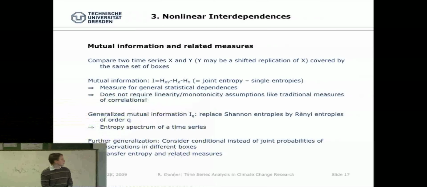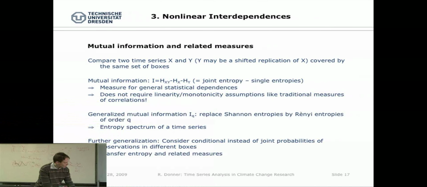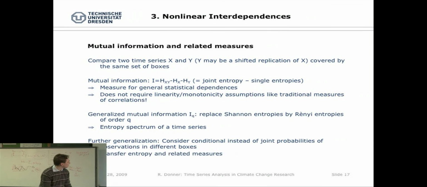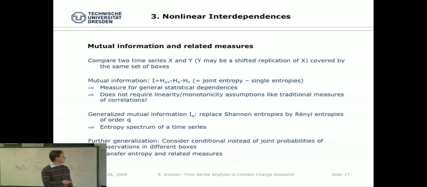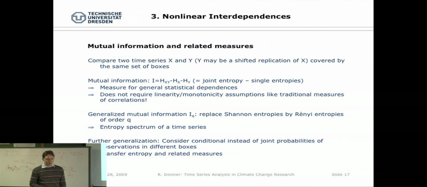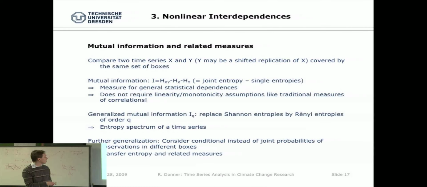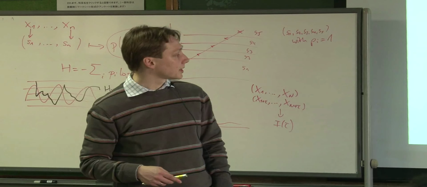Again, you can also generalize this approach in a certain way. This then leads to the so-called generalized mutual information, where you just replace these Shannon entropies by the corresponding Rényi entropies. That's quite straightforward and leads you to a whole spectrum of entropies. So it's similar to the spectrum of generalized dimensions. You can do this as well with the entropies.